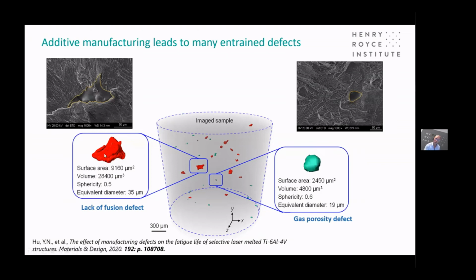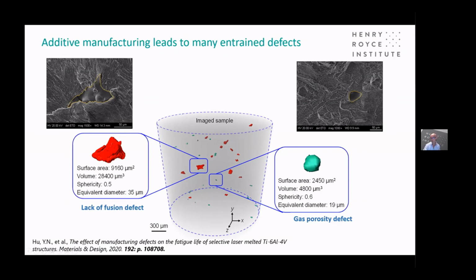And then we have more pancake-shaped, flatter, more angular defects. And those defects tend to occur due to lack of fusion. So these lack of fusion defects are, on the whole, somewhat larger. As I say, they tend to lie flat relative to the build direction. So in this case, the build direction is vertical, and you can see these red defects tend to lie somewhat normal to the build direction.